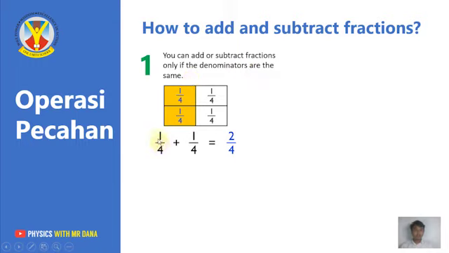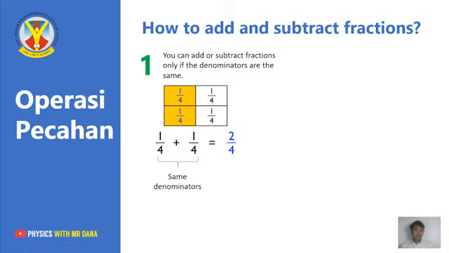For example, 1/4 plus 1/4. You can see that they both have same denominators, which is 4. The denominators are the same, which is 4. So, if this happens, you just can add the numerator directly. So 1 plus 1 equals 2, and just copy the denominators, which is 4 here. So the answer is 2/4.